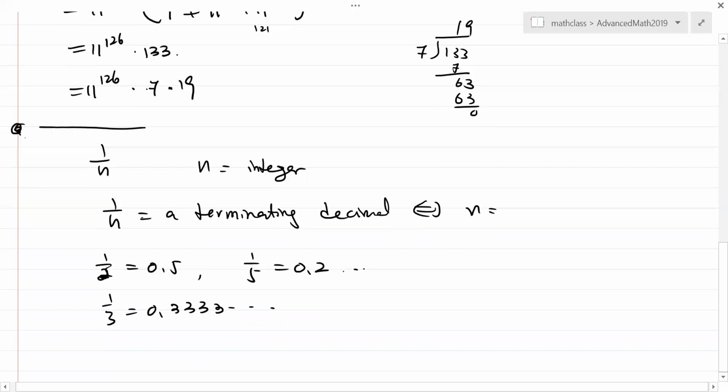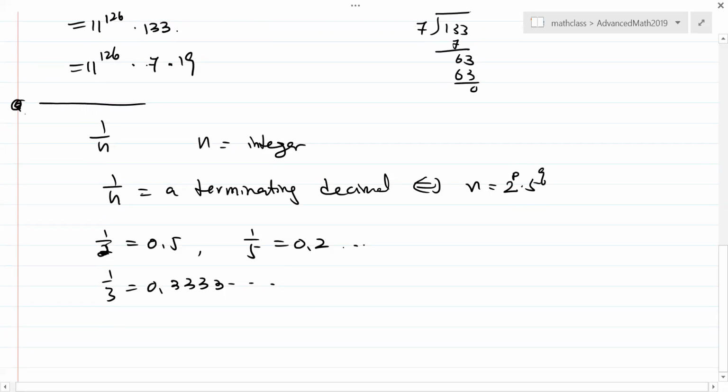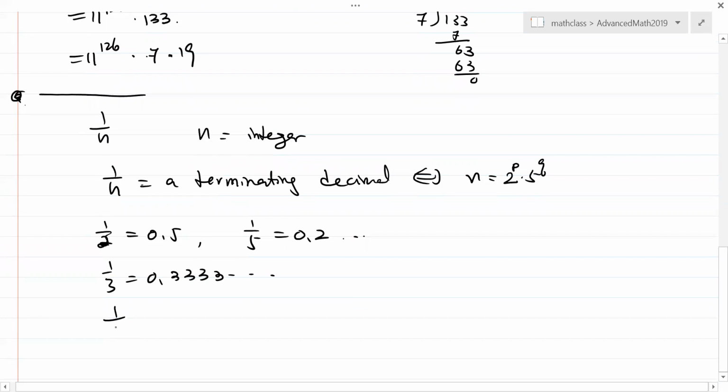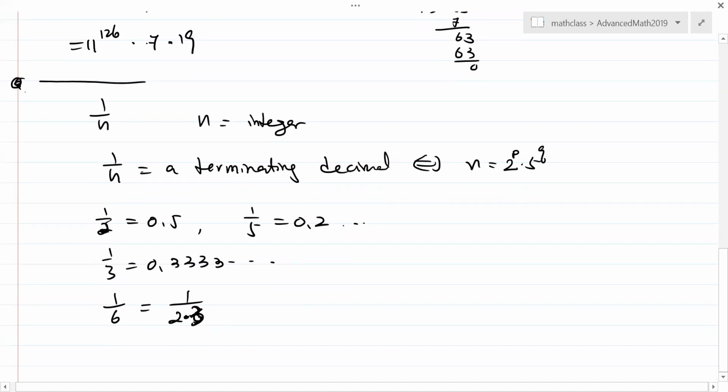We find that 1/n, the reciprocal of an integer, becomes a terminating decimal if and only if the prime factorization of n only contains the factors 2 and 5. If there's another prime number in the product, then you're not going to get a terminating decimal. Like 1/3, and 1/6: no, because 1/6 is 1 over 2 times 3, so there is a 3 there. If you use a calculator, you're not able to get a terminating decimal.